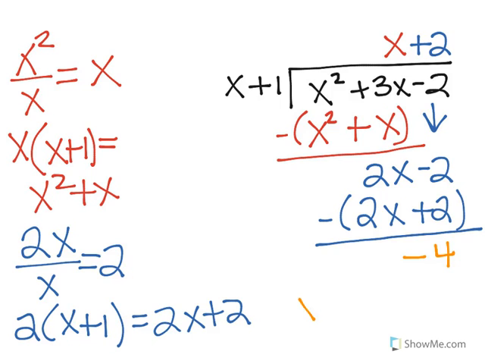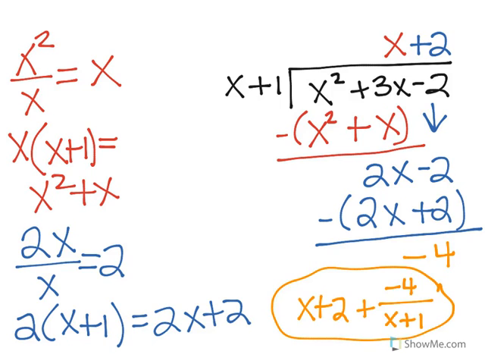So our final answer is x plus 2, but then we write the remainder as part of our solution, and it needs to be over our divisor. So this is our final answer. Alright, so let's look at one where we need a placeholder.